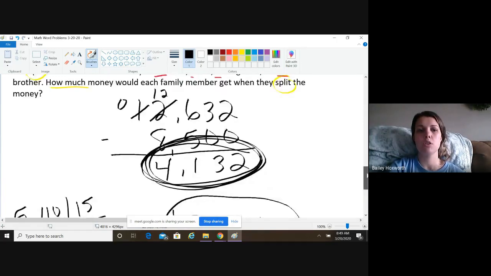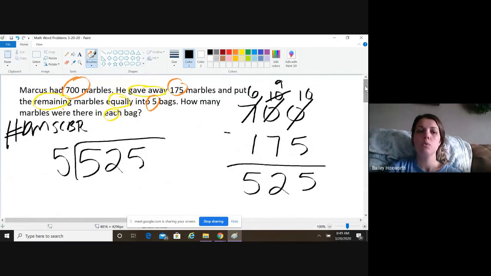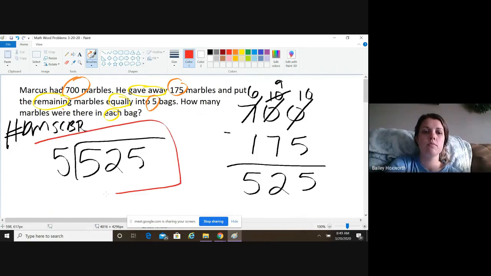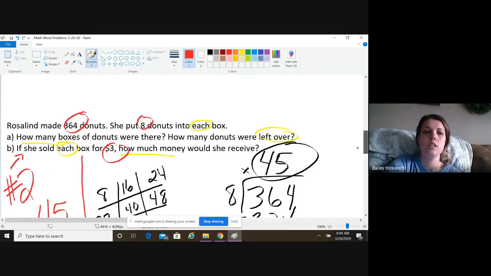There's a lot of good work shown today. So here are your answers you're sending me. What is the answer to this problem right here? Number 1. What is the answer to this problem right here? Number 2.